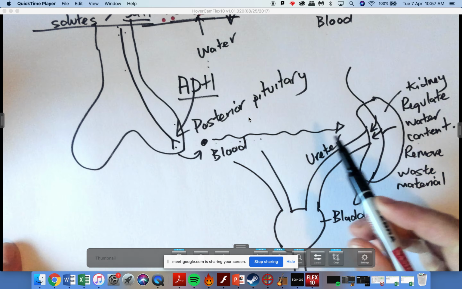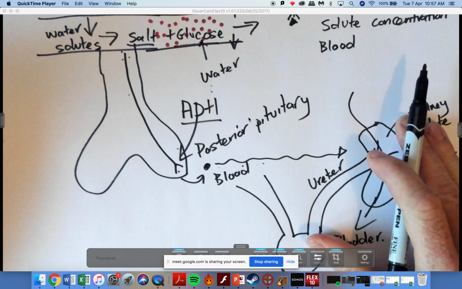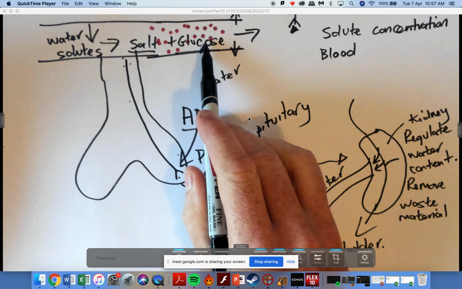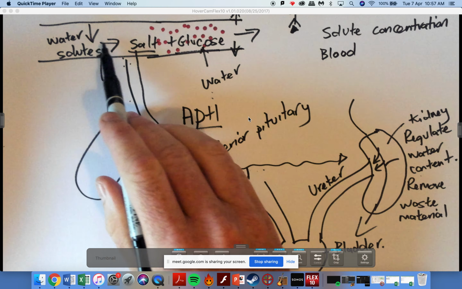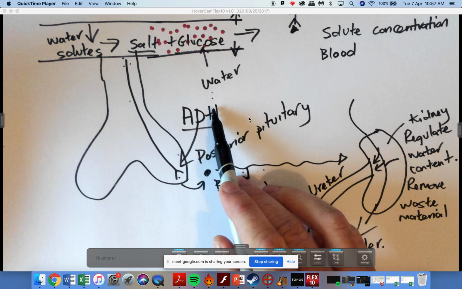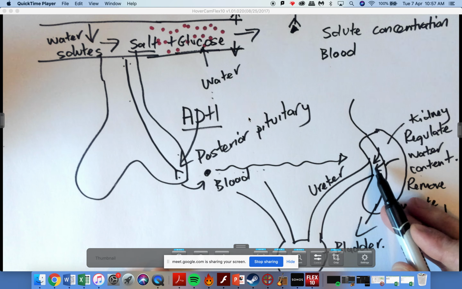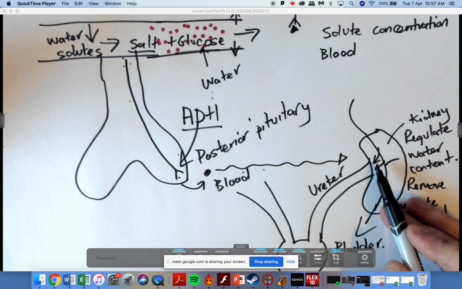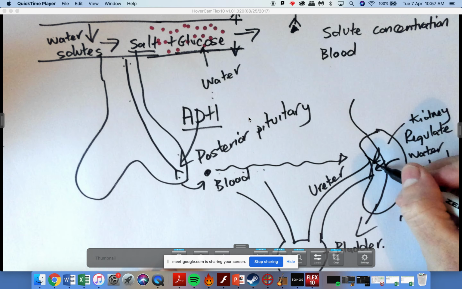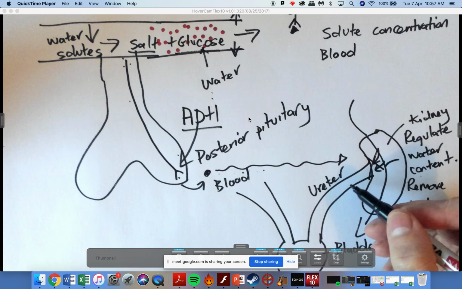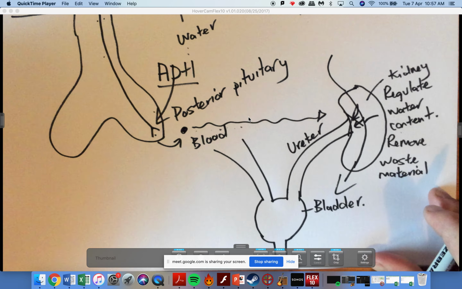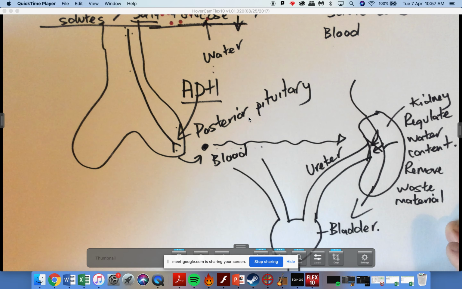Okay, so if you've got a lot of solutes and you don't have enough water, then you're going to release ADH. ADH is going to travel down to the kidney, and what it's going to do is try and make sure that you don't lose any water. So it's going to stop the water going down into the bladder. So how does it do this? And we'll go into more detail next.